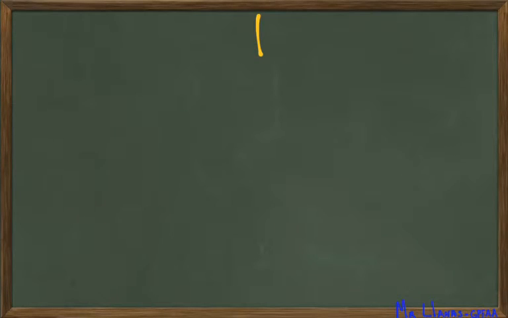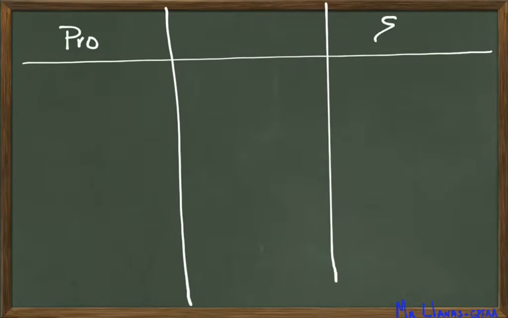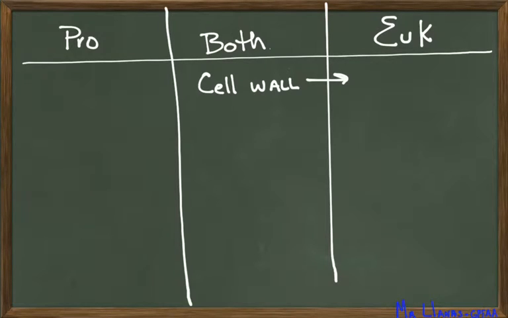Let's make our little chart here, and you should have this in your notebook. If you don't, just pause the video and make your chart so we can go through it together. The first thing that we're going to talk about is a cell wall.